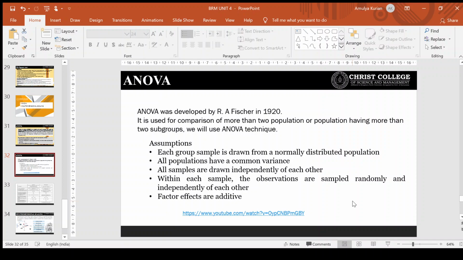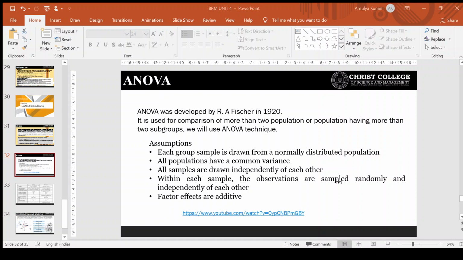So all populations have a common variance and all samples are drawn independently of each other. That means if one occurs, the other won't occur. Within each sample, the observations are sampled randomly and independently of each other, and the factor effects are additive in nature.